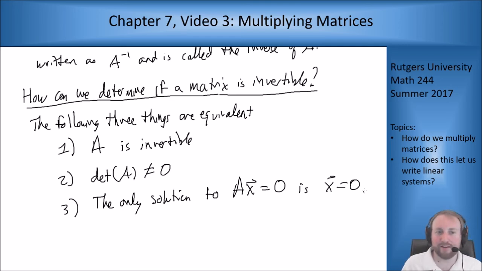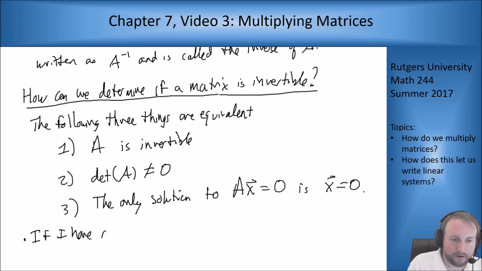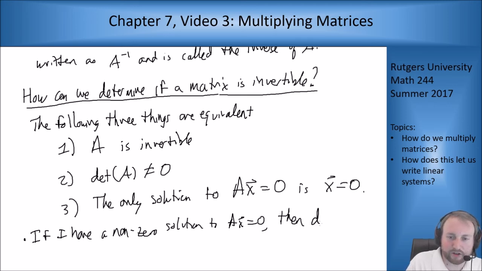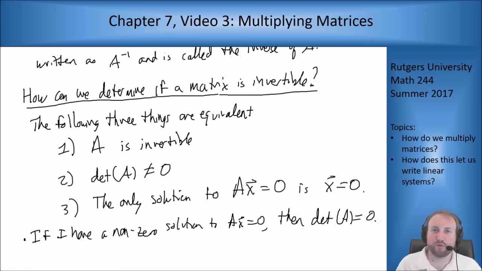I'm going to write that one down as a side point because that's the important one we're going to use later. If I have a non-zero solution to AX equals 0, then the determinant of A is 0. So that's the direction we're going to use a little bit in the next couple of videos, or maybe the next section of videos. But in either case, we're going to use that as a statement. It's very important to us.